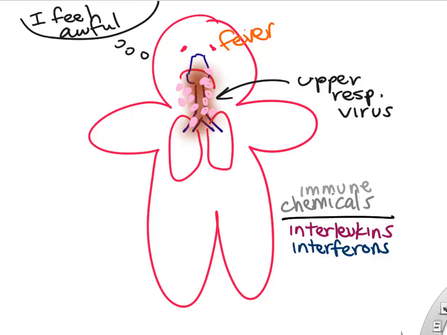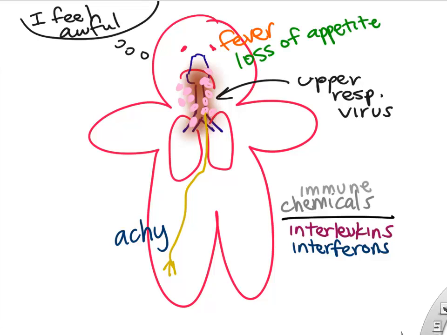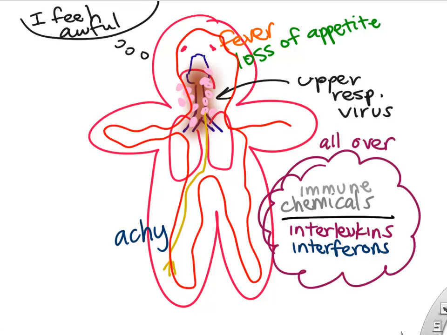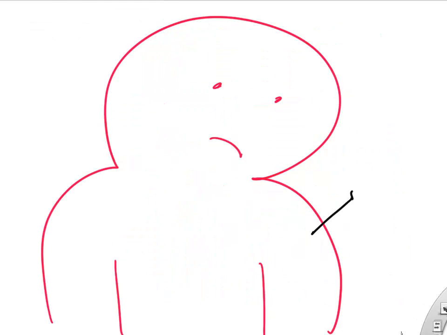Some of those interleukins can go to your brain and cause you to have a fever. Some of them will go to your peripheral neurons and make you feel achy. Others will go to your brain and make you lose your appetite. So they travel around your whole body, making you feel sometimes awful all over.